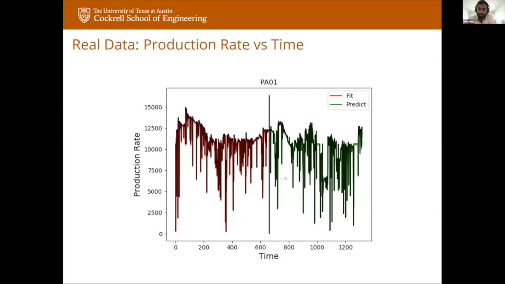One discussion point is that you can see sometimes there are smaller periods of shut-in, and we do not predict the data as well in the shut-in periods, but that is expected.